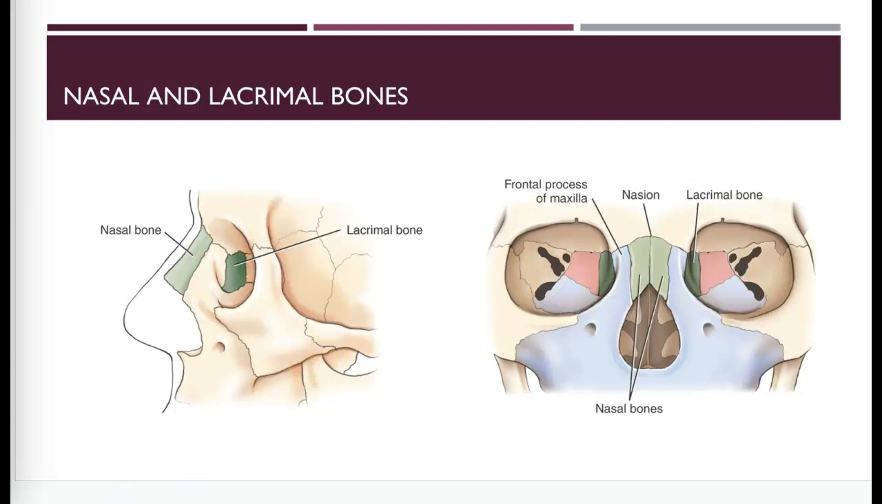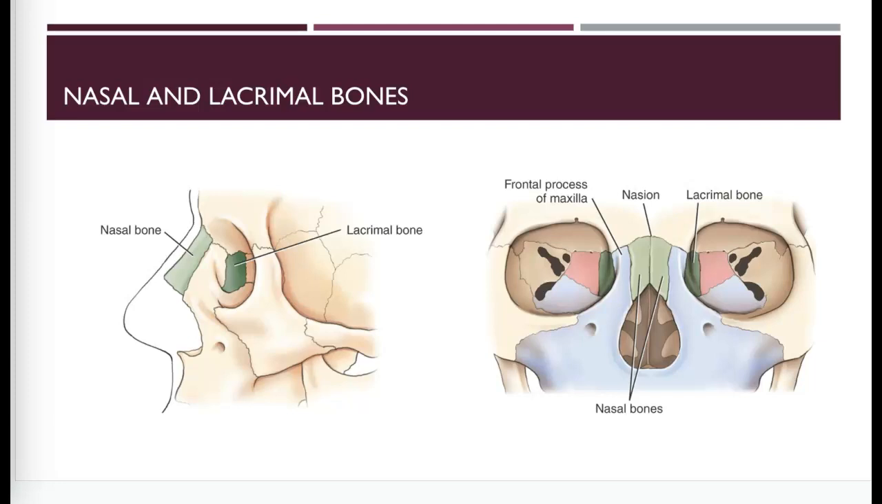Lacrimal is a derived word of tear. The lacrimal bones are closely associated with the tear ducts. The lacrimal bones articulate with 2 cranial bones. We have the frontal and the ethmoid, and it also articulates with 2 facial bones, the maxilla and the inferior nasal conchae.